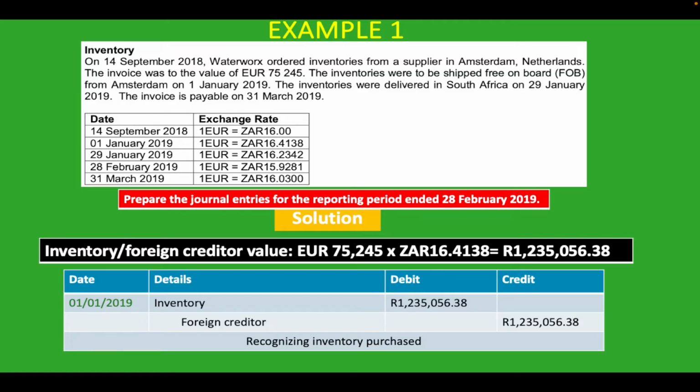So let's do that journal entry at year end. Remember, the only reason we are doing the journal entry at year end is because we have not paid our creditor yet at year end. We're only going to pay them after year end. That is why we need to retranslate the monetary item, and the only monetary item in this case is the foreign creditor. So we need to say how much is the value that we owe our foreign creditor at year end. If we were to pay this foreign creditor at year end, how much in rand value would we be paying them? We want to take the 75,245 multiplied by the amount that we're given here, 15 rand 92 cents, with all the decimals that we are given.